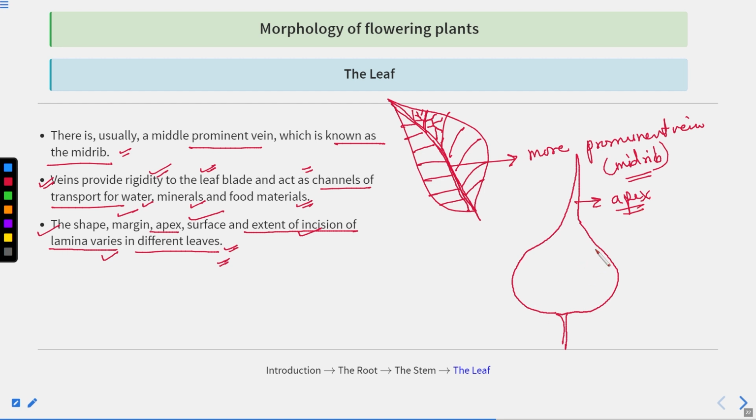The surface of the leaves varies. Now the margin: in some leaves you can see the dissection like this, as you can see in the case of a China rose leaf. But in some cases, you can see the margin like this, in the case of peepal, and in some cases, it is very smooth. So it varies from leaf to leaf.